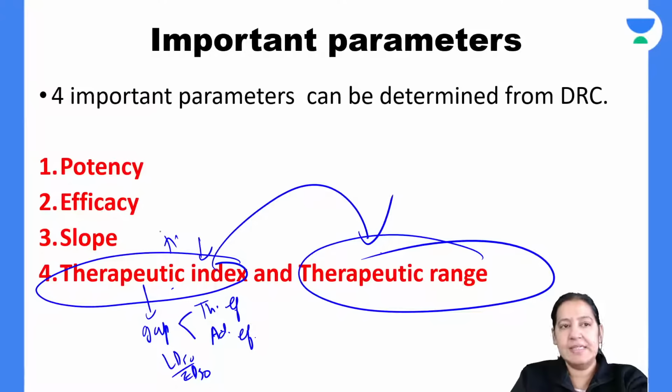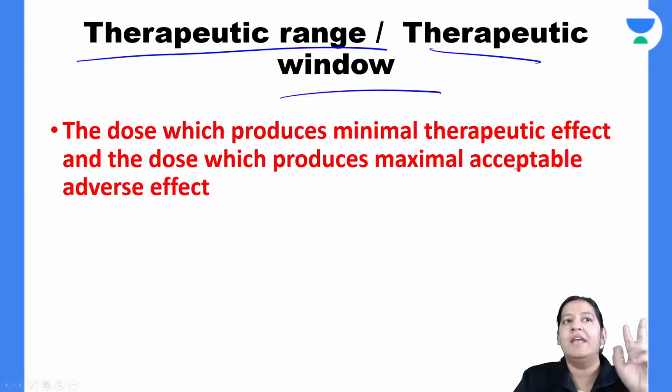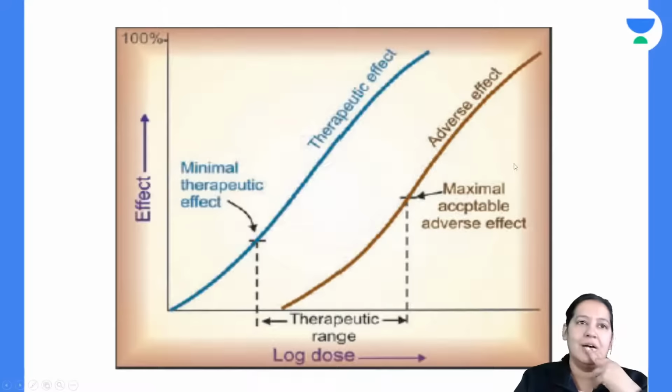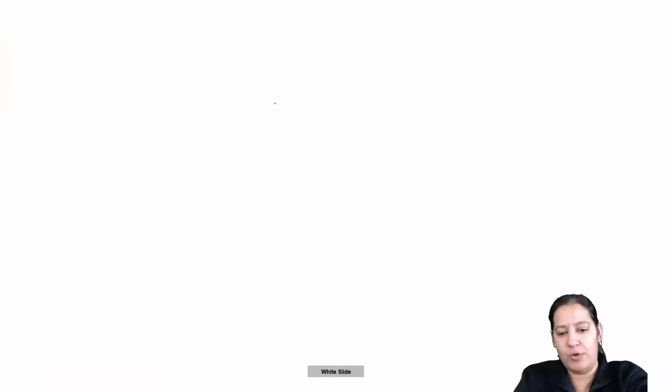Therapeutic index is known as safety margin, and therapeutic range is known as therapeutic window. So learn the other names. Again, here I will draw two DRCs, the same two DRCs I will draw again. You will say, ma'am, what is the difference then? Okay, let me draw it. I will try to explain you.